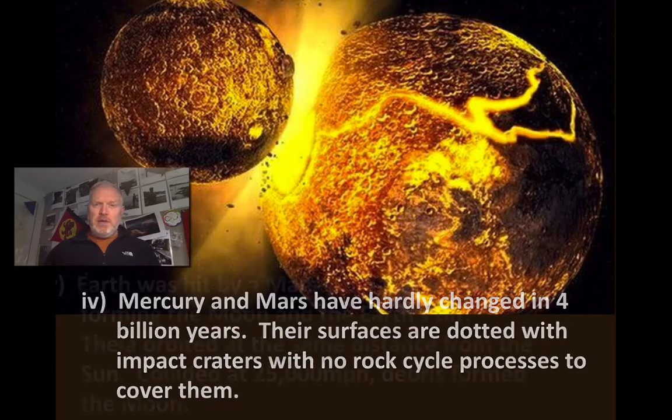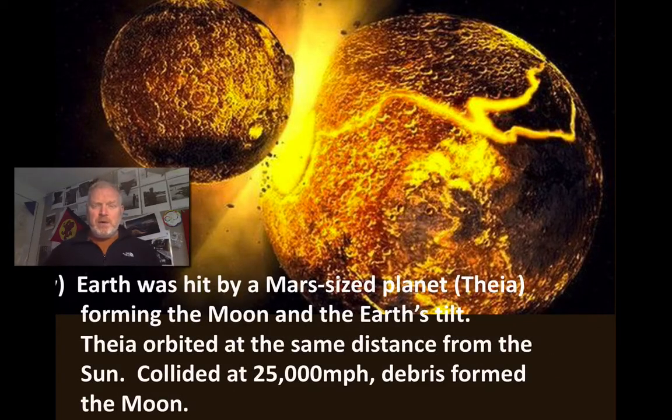Finally then, this catastrophic event that they were describing in the program is where a planet the size of Mars, so that's about half the size of Earth, that we call Theia, collided with the Earth. They were orbiting at the same distance from the Sun and crashed into each other at 25,000 miles an hour. The debris that would have been thrown out formed the Moon. One of the effects of that impact was to tilt the Earth on its axis, which gives us our seasons today.